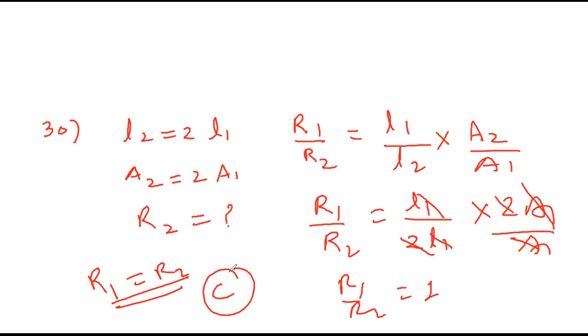Done? Yes, sir. Okay, 31. A bit important. It is theoretical. See, there are two types of velocities of electron.